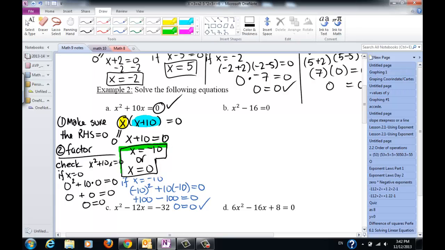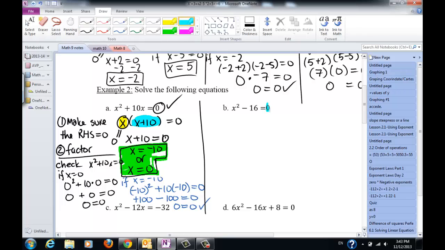Of course, some of you might be wondering, what was my answer? This is my answer: x equals negative 10, or x equals 0. All right, next one. I have x squared minus 16 equals 0. It's a binomial. This case actually doesn't have anything in common.